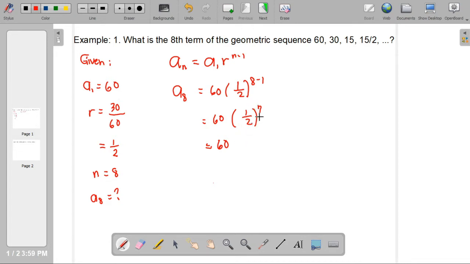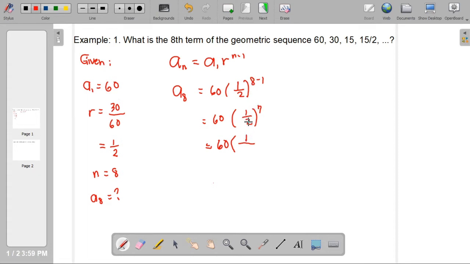Now, since the exponent of 1/2 is 7, it means to say that you're going to multiply 1/2 to itself 7 times. And what is 1/2 times 1/2 times 1/2 times 1/2? It is okay, it's easy with fractions. We start with the numerator. You multiply 1 to itself 7 times, and the answer is 1.